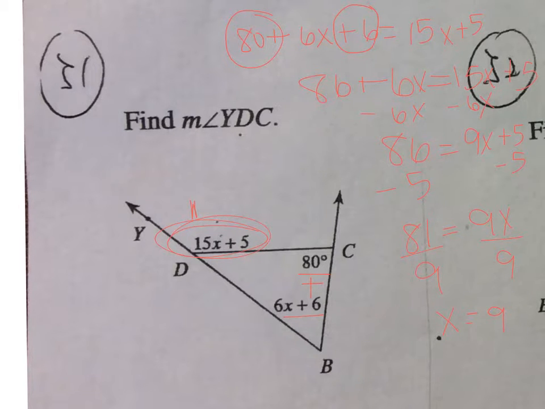Okay, so in order to find the measure of that angle, we're going to have to plug in for x. So 15 times 9 plus 5. PEMDAS tells us that we need to multiply first. So 15 times 9 is 135. Oh, that should be a plus sign. So I have 135 plus 5, which is going to give me a measure of 140 degrees.